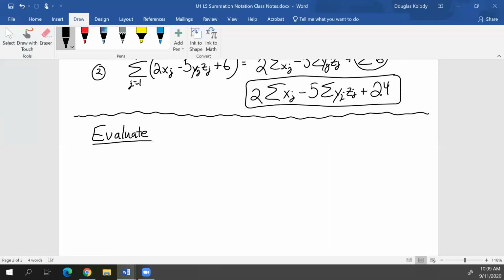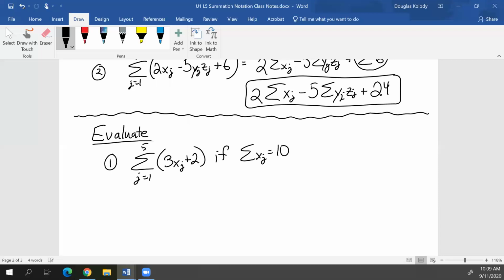Now we're actually going to get a numerical answer. So example number 1, we're going to find the sum as j goes from 1 up to 5 of 3 times x sub j plus 2. And I want us to evaluate this if it is known that the sum of x sub j equals 10.